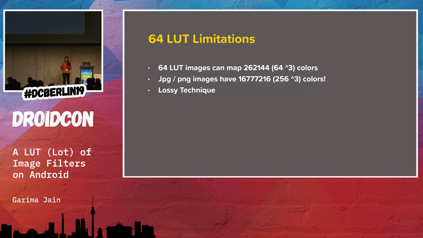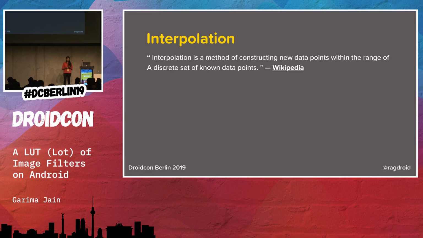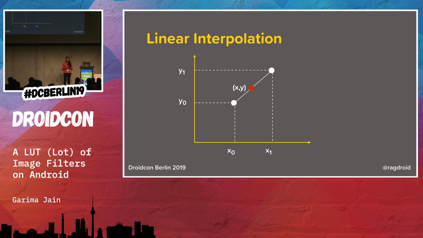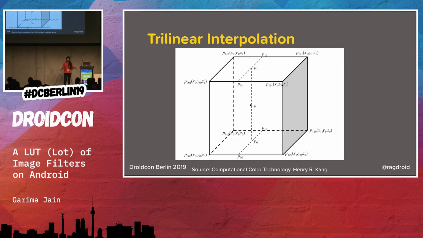This clearly shows that it is a lossy technique. So how can we solve it? We can use interpolation. This is a linear interpolation: if we have points x0, y0 and x1, y1, we can calculate the point in between. And because life is not so easy for us, we need to look at these kinds of images and diagrams.